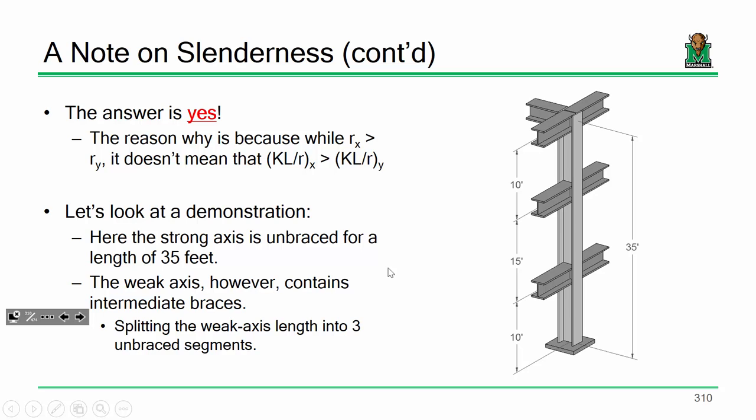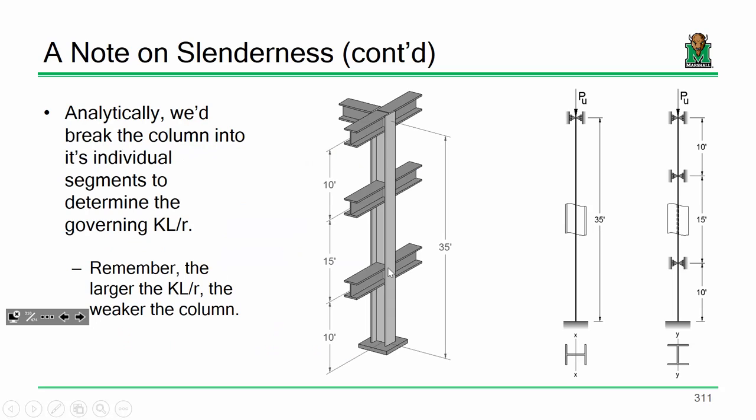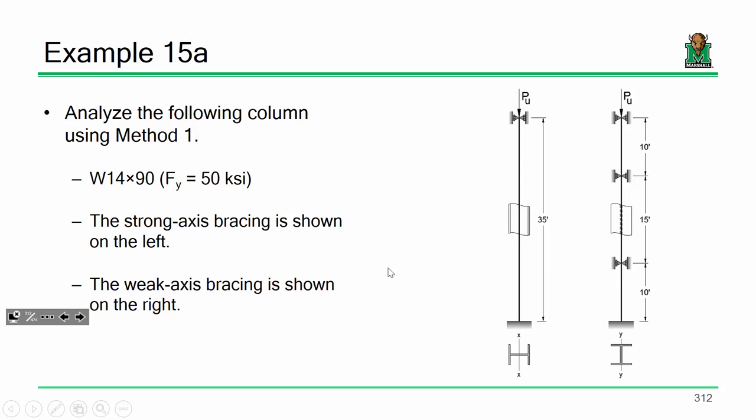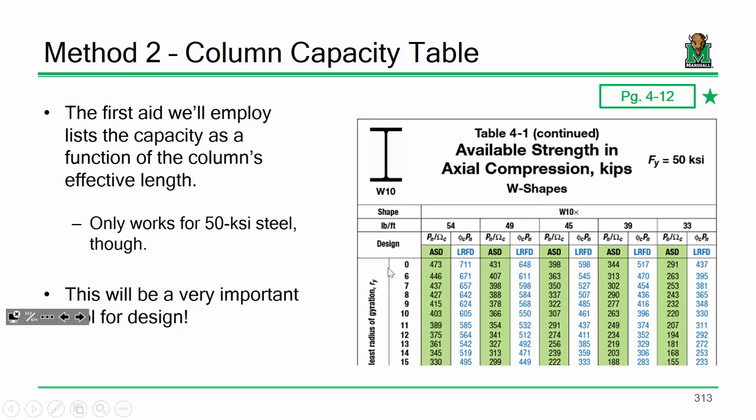So the long and short of it is you just have to go through and compute the KL over R, the slenderness terms for each axis to determine which one governs. And in fact, we did this example. This is the one that we did. If you look at this given column, this would be broken up into an x-axis model and a y-axis model. That column is braced at different locations along the y-axis, but for the x-axis, it's just a single column that's 35 feet long. So we did this column using the curves, and then we went through and did the table 4.1 analysis, didn't we? Am I right on that?